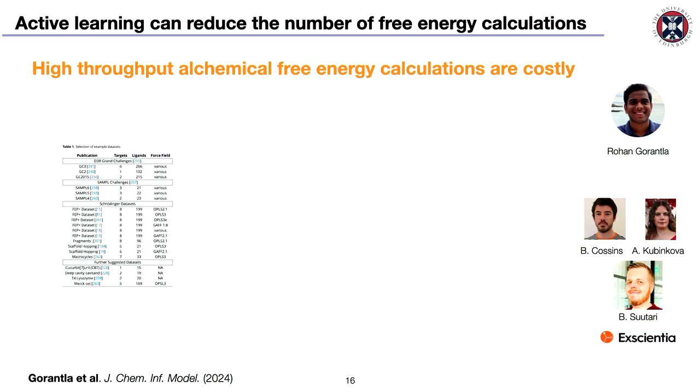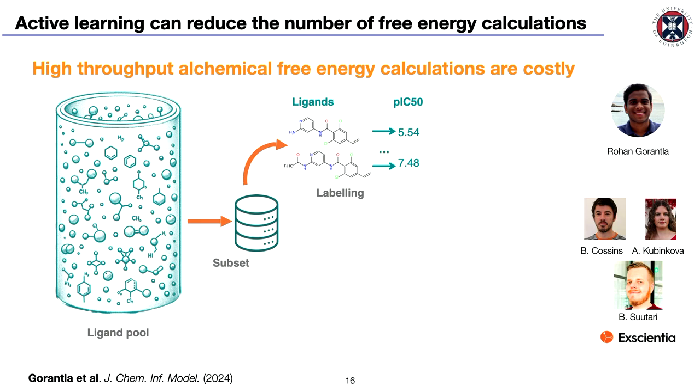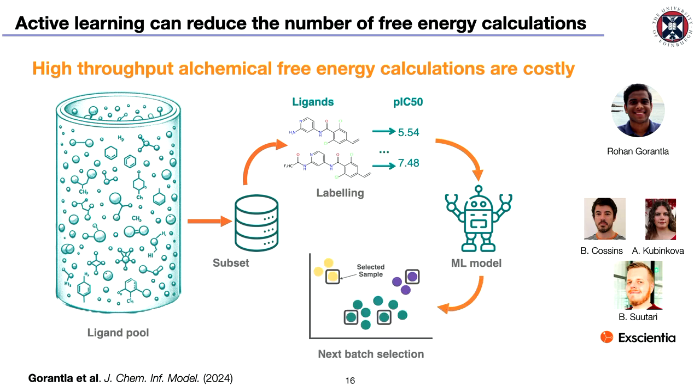So say we have, again, a ligand pool, and we want to run a subset of this ligand pool with alchemical free energy calculations, and then basically labeling the data. So we now have a bunch of values for our subset of ligands. We can then train a surrogate model, a machine learning model with that subset of the data, and then use that model to label all of the data, and then basically select the next set of ligands we want to run again, and do this in a whole cycle, which then allows us to pick out, hopefully, the best ligands out of our ligand pool.